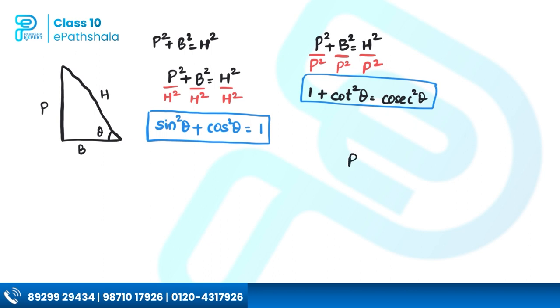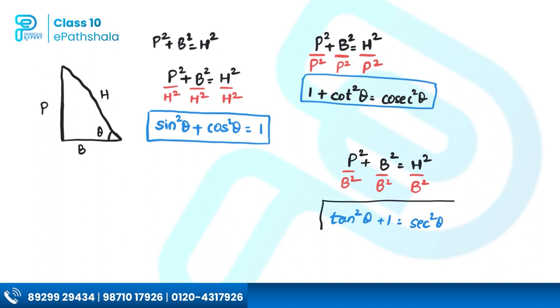For the third identity, we again will use p square plus b square is equal to h square, and we are going to divide this time this Pythagoras equation by b square. What we get is p square upon b square means tan square theta plus 1, because b square upon b square is 1. H upon b, it is the opposite of cos, which means this is sec. So in this manner, without much difficulty, just using the Pythagoras theorem, we have derived the three identities.